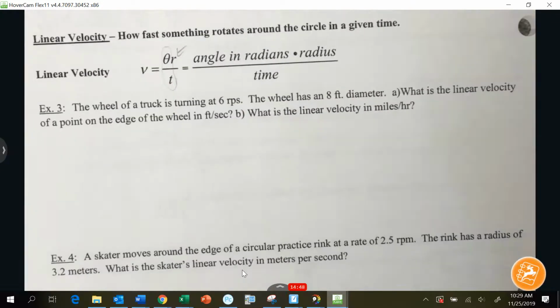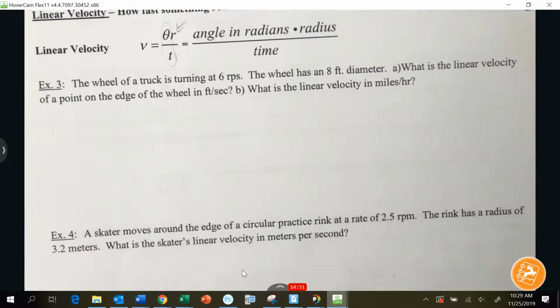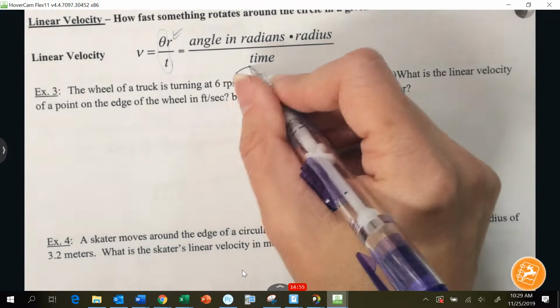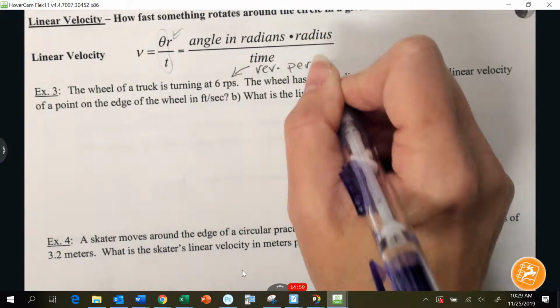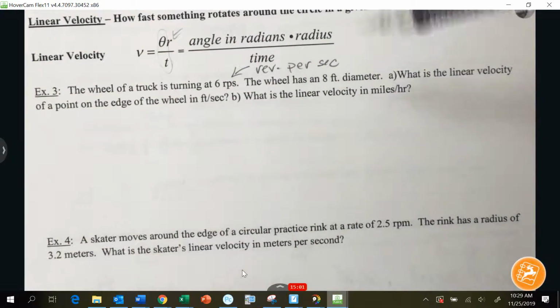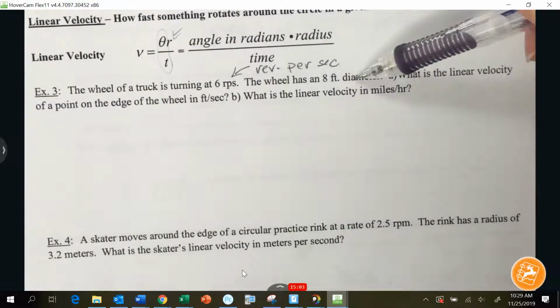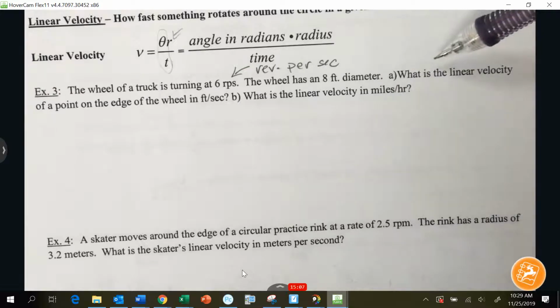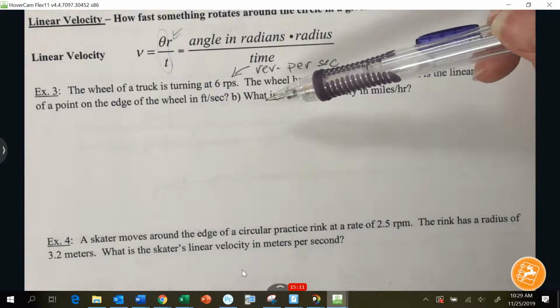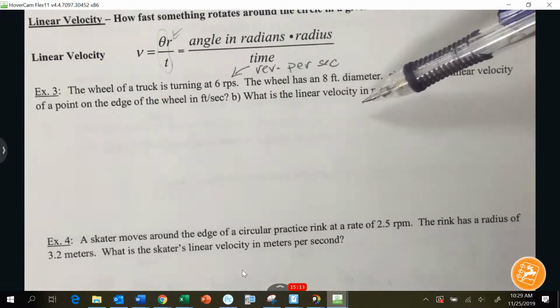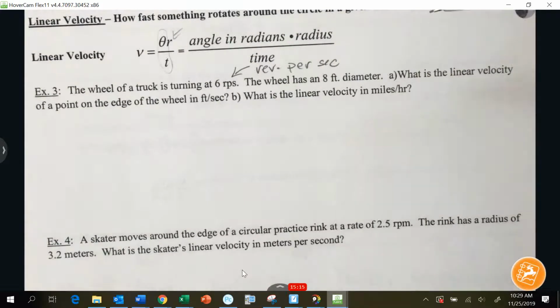Okay? Example 3, we have a wheel of a truck that's turning at 6 RPS. What's RPS stand for? Revolutions per second. The wheel has an 8-foot diameter. It's a big wheel. What is the linear velocity of a point on the edge of the wheel in feet per second? And what's the linear velocity in miles per hour? We have 2 questions.